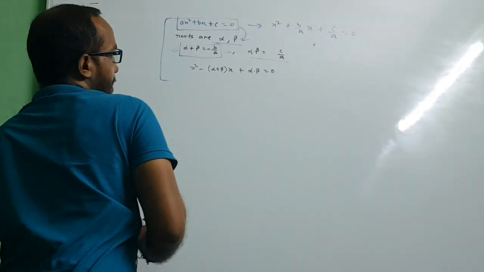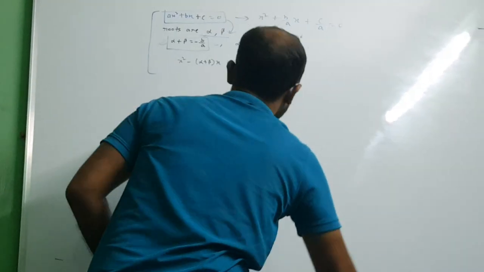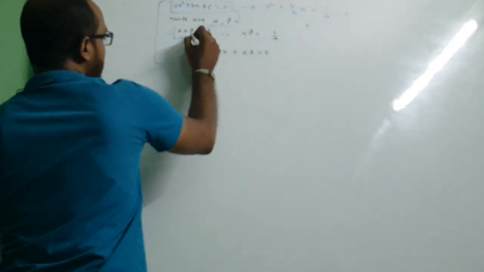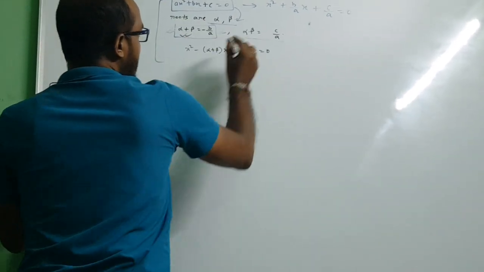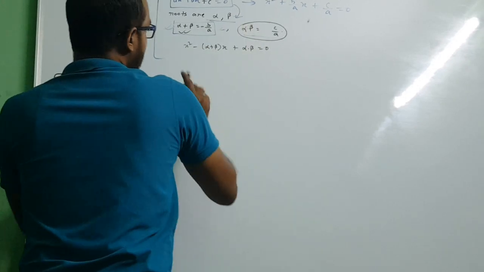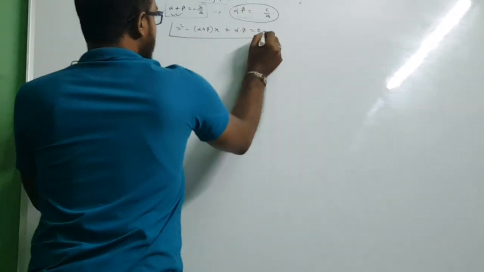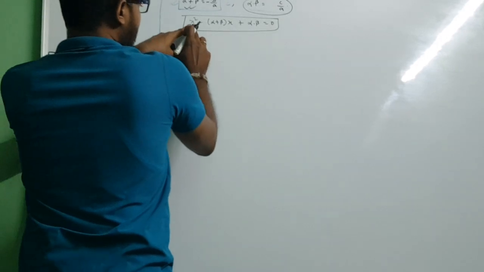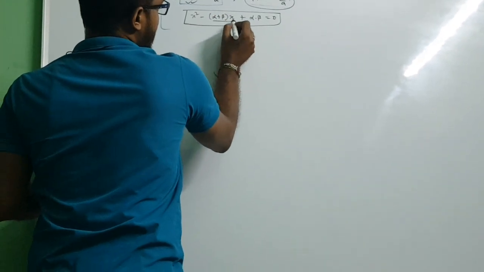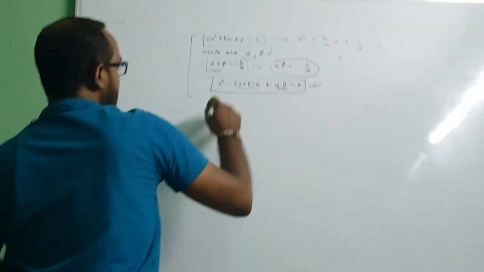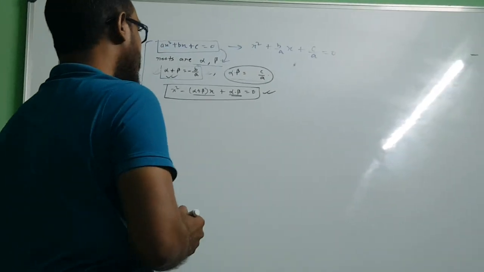So any quadratic equation can be represented as, if you know the value of, see, sum of roots is minus b by a, product of roots, this is known as product of roots, is c by a. If you know the roots of the equation, any quadratic equation can be written as x square minus alpha plus beta into x plus alpha beta equals 0. Apply this thing when you know the value of roots.